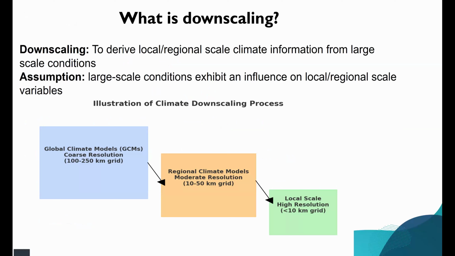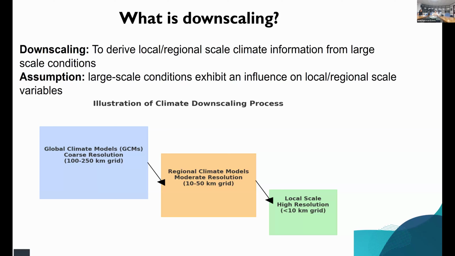In simple terms, downscaling is a method used to derive local or regional climate information from broader scale global climate models. The assumption here, of course, is that the large scale conditions are exhibiting an influence on our local and regional scales. So that is true to some extent, basically everywhere around the globe. And this is perhaps less true in the tropics, where we've got a lot of strong local forcing, and more true in the extratropics, where you have influence of the global storm track system and so on.